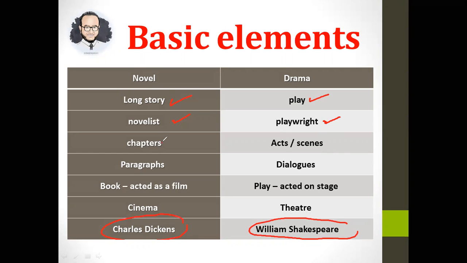The novel is divided into chapters, but the drama is divided into acts or scenes. The chapters in the novel are also divided into paragraphs, following each other. In the drama, I do not have paragraphs, I have dialogues and a script and so on. The novel, I can read it as a book, and it can be acted as a film in the cinema. But the drama is in the form of the play, and the play is acted on the stage, and you can watch it in the theater, not in the cinema. So these are the main differences between the novel and the drama.